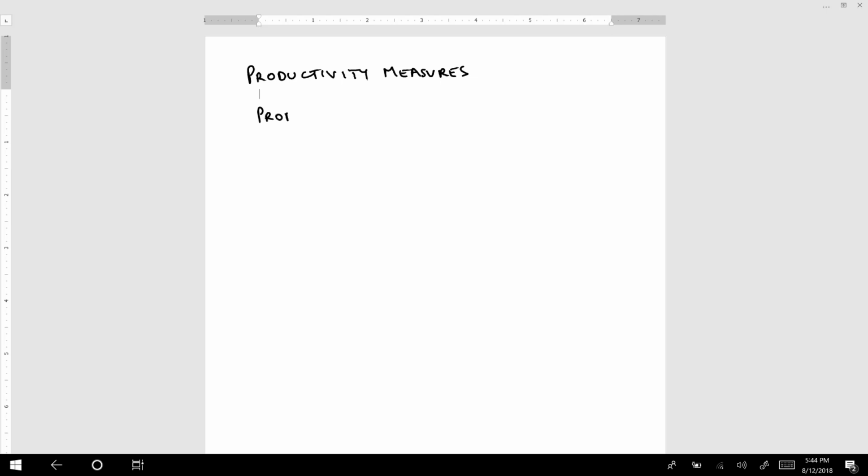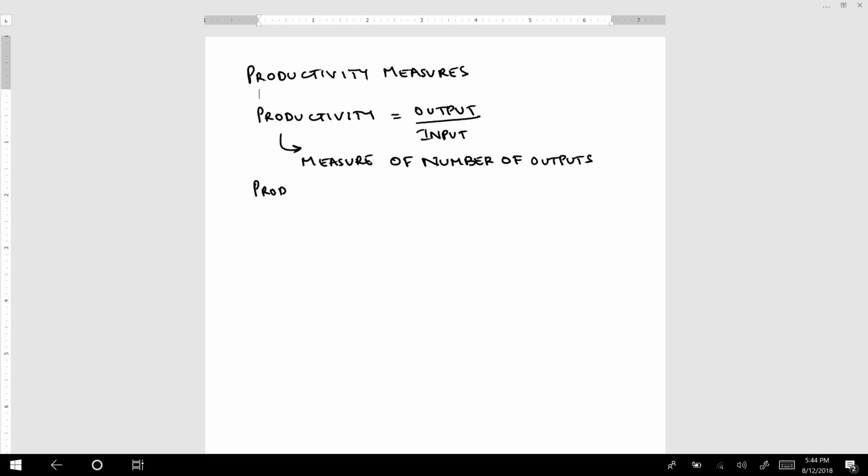Productivity is output divided by input. It means it's a measure of number of outputs produced per unit of input.